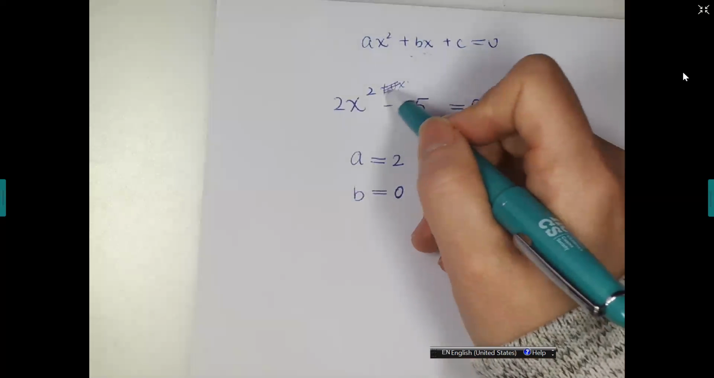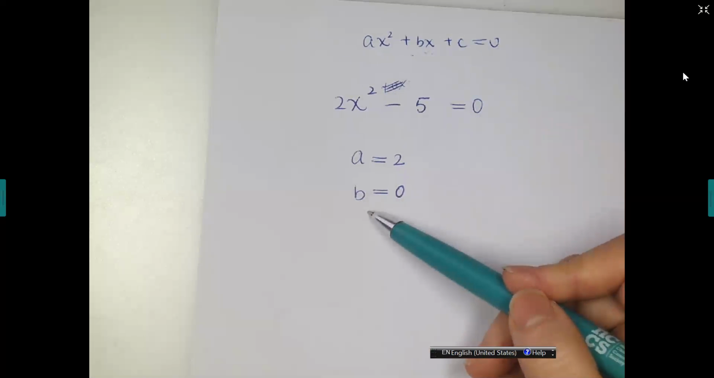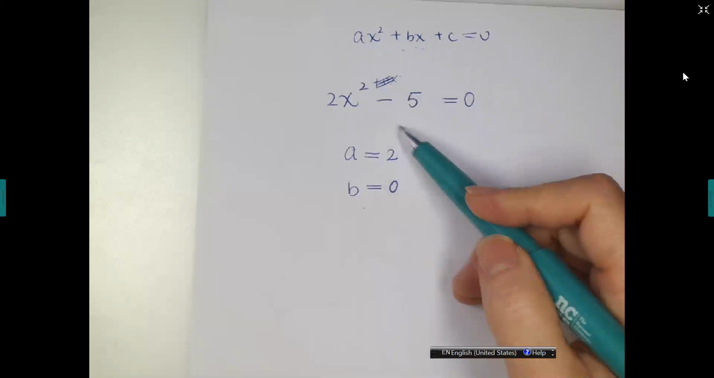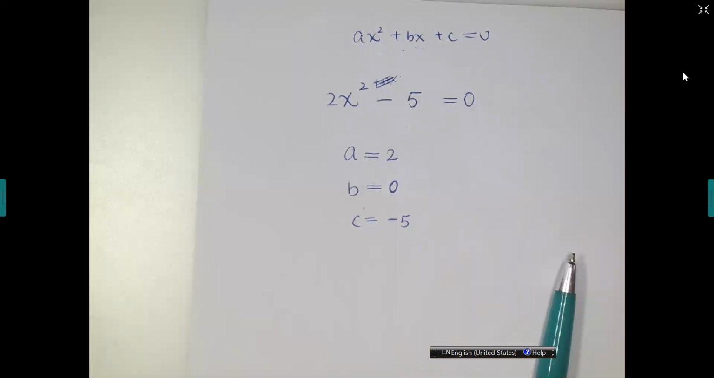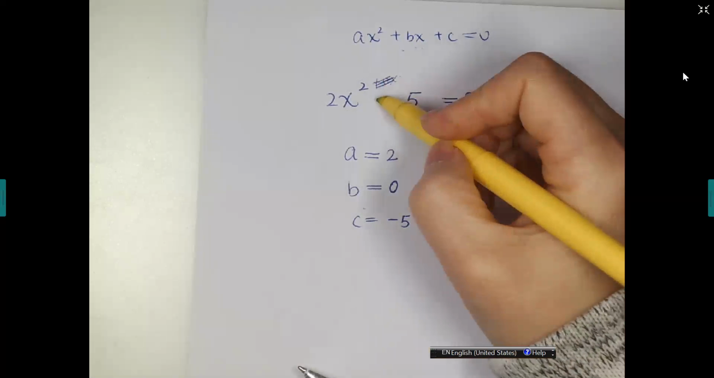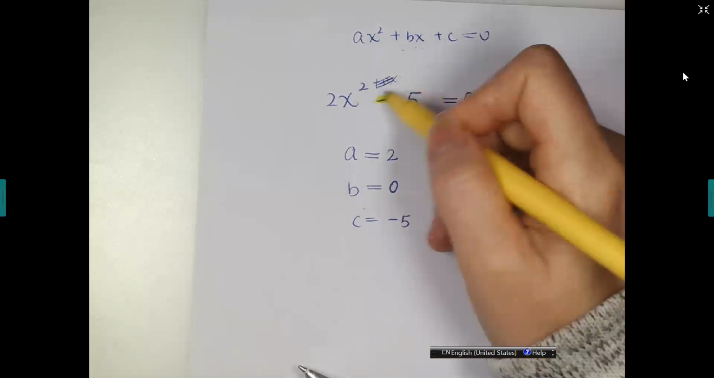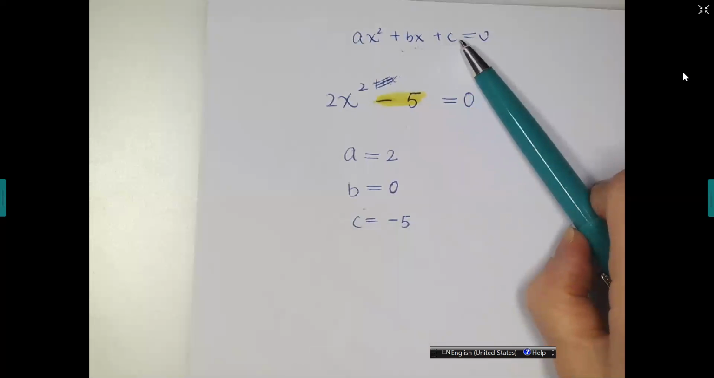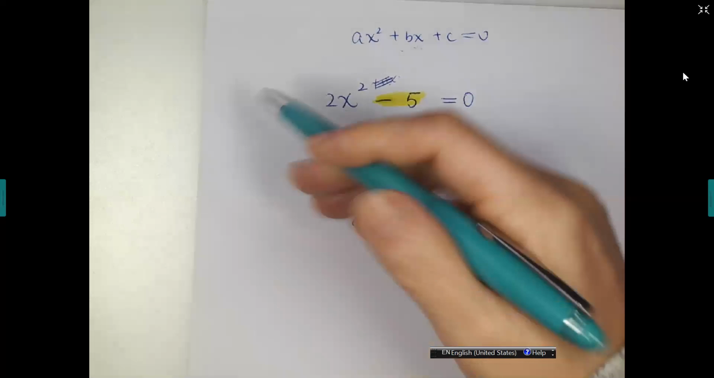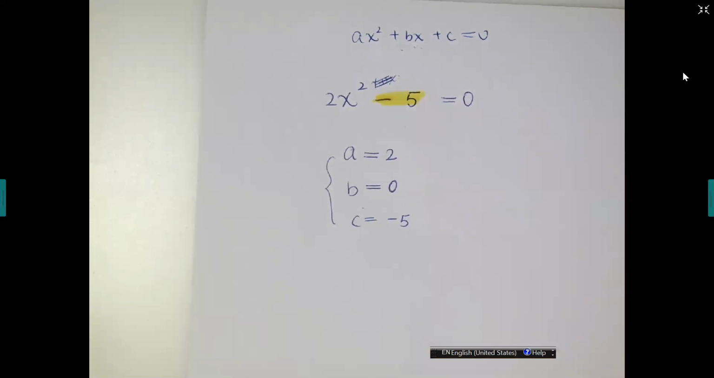Just picture this in your mind. You don't have to write this down. There is no x, which means its coefficient must be 0. Then what is c? C is negative 5. Another very common mistake: some students do not keep the minus sign in the term. If we see a minus sign, it belongs to the term next to it. So negative 5 is one term, the constant number in the equation. C equals negative 5.